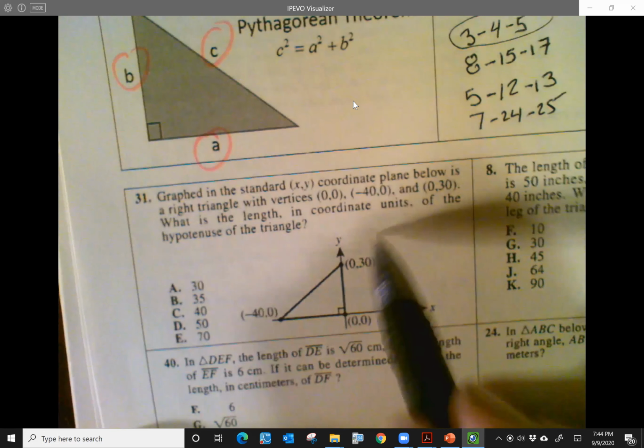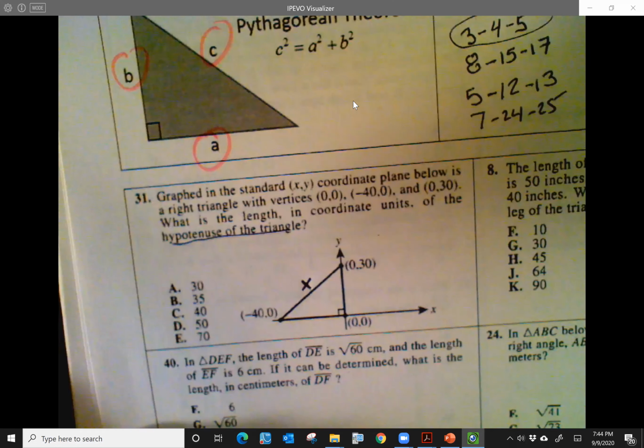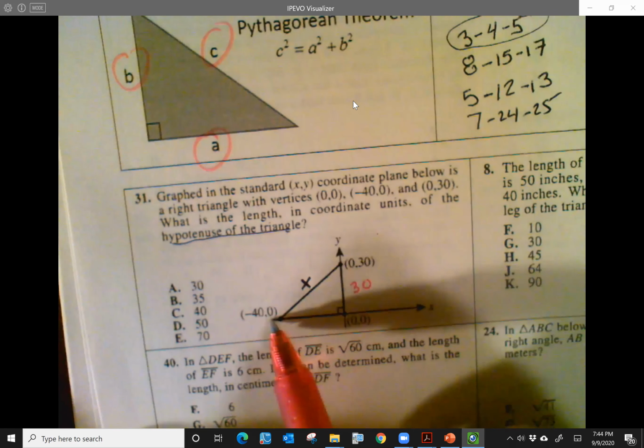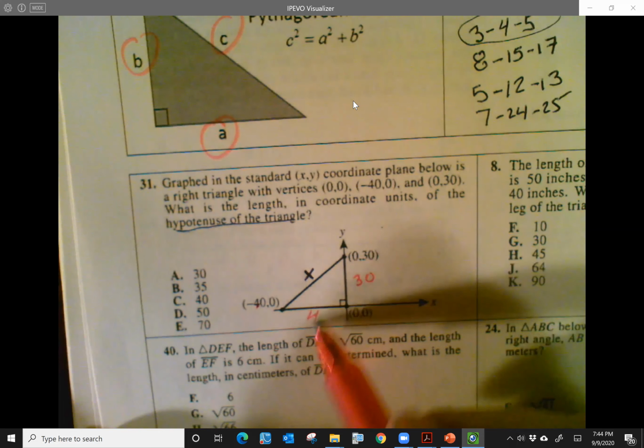It wants to know what's the hypotenuse. Well, the hypotenuse is here, right? Well, let's write down the side lengths. Like, how tall is this? 30. How long is this? Don't say negative 40. We're talking about length, right? So this would be 40.